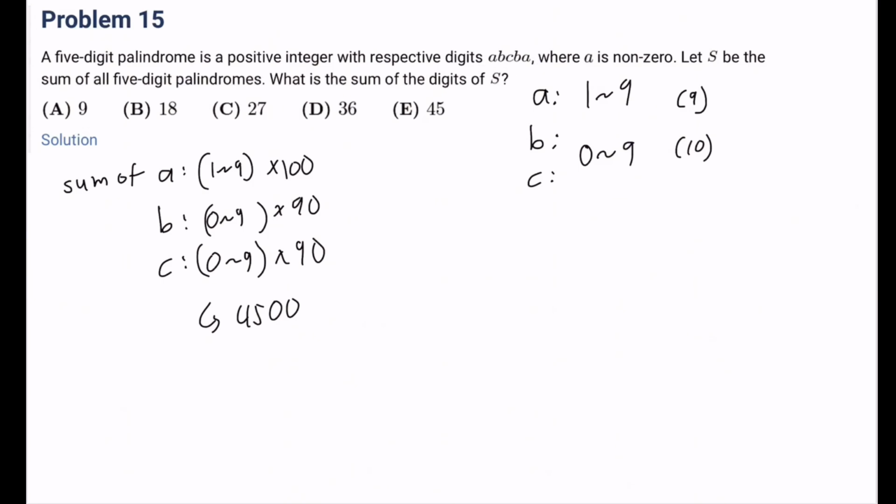So the sum of a is 4,500, and the b is going to be one lower than that. So this is 4,500, and this is 45 times 90, which is 4,050, and this is also 4,050, right? So if we have 4,500, then the next thing is going to be one digit lower, so 4,050, and then c 4,050, and then one more b, so 4,050, and then lastly a, so that's going to be 4,500.